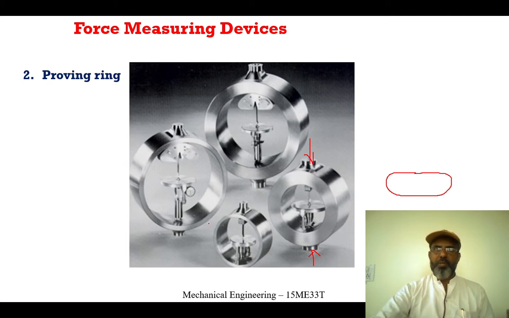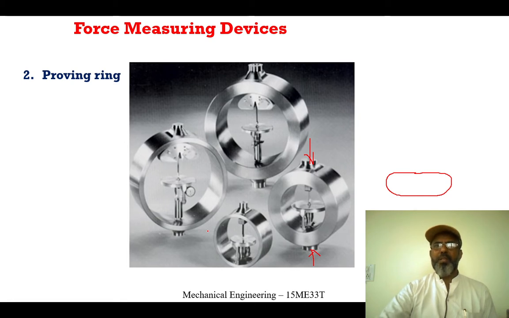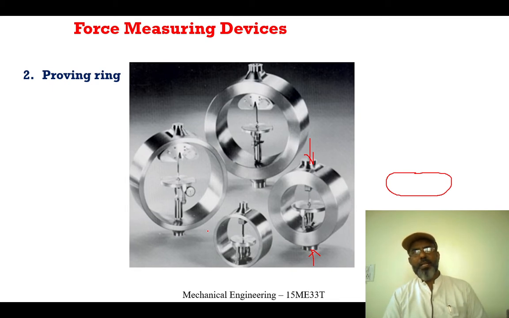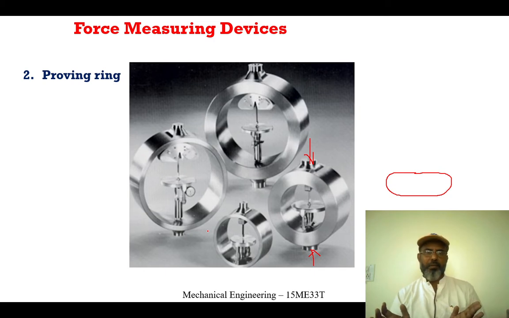Whichever may be the force measuring device, the applied load is converted into the displacement or the deformation. All the force measuring devices are made up of elastic members. Elastic member means we are going to deform within the elastic limit. If the force is more than the elastic limit, what happens? It goes to permanent deformation and the output will not be correct. Therefore, we are going to apply the load within the elastic limit.